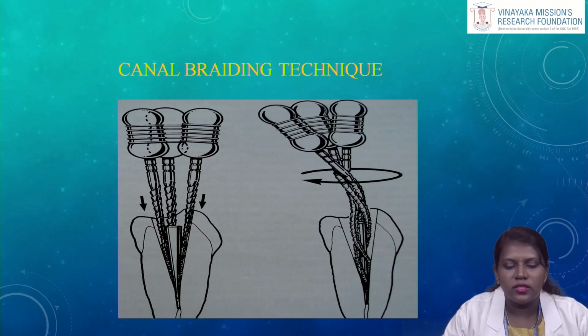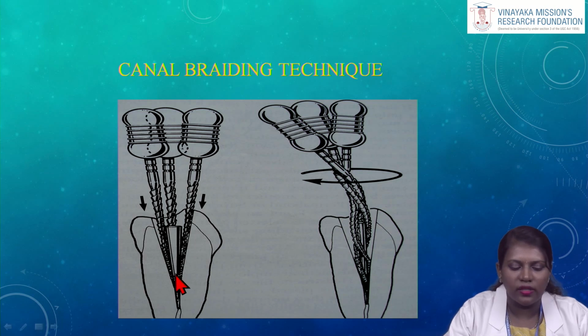These are canal braiding systems. Here H files are used over the lateral areas, and these files engage the broken instrument at the tip edge or mid end of the fractured instrument, and the files are twisted together, which helps to grasp the instrument, and it can be pulled out very easily if it is loosely packed.